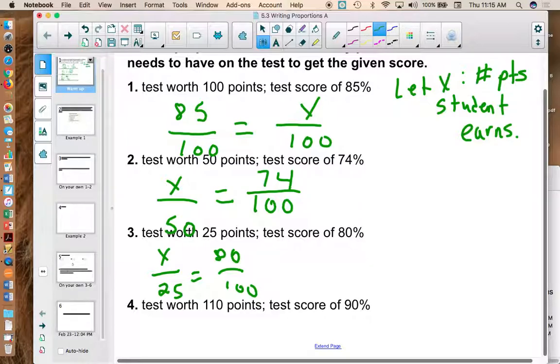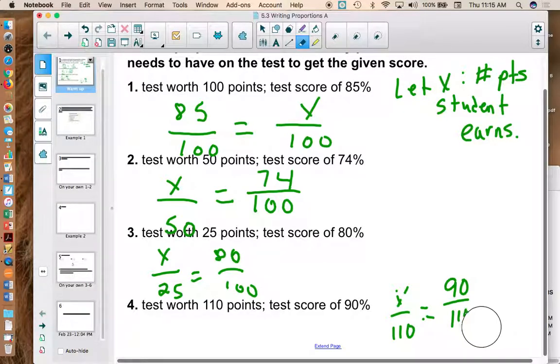So what is the proportion for number 4? What's that proportion going to look like, Gabriel? X over 110. X over 110 is equal to 90% of 110. 90 100ths. Oh, yeah. Always 100 there. Okay? That's what we're going to be doing today.